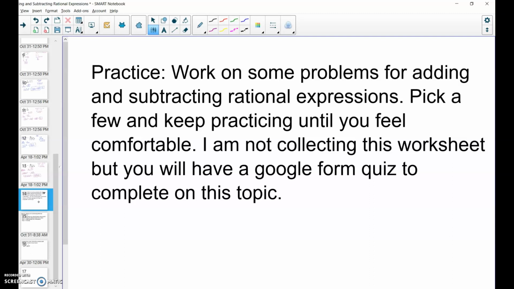Typically on worksheets, the ones in the beginning are the easier problems and the ones at the end are the more challenging ones. So pick a few, maybe a few in the beginning until you feel comfortable, and then try a few at the end just to make sure that you're comfortable with the challenging ones. Okay?